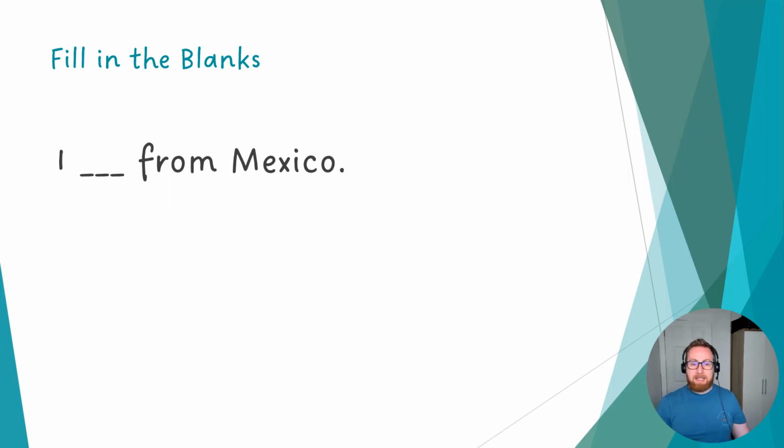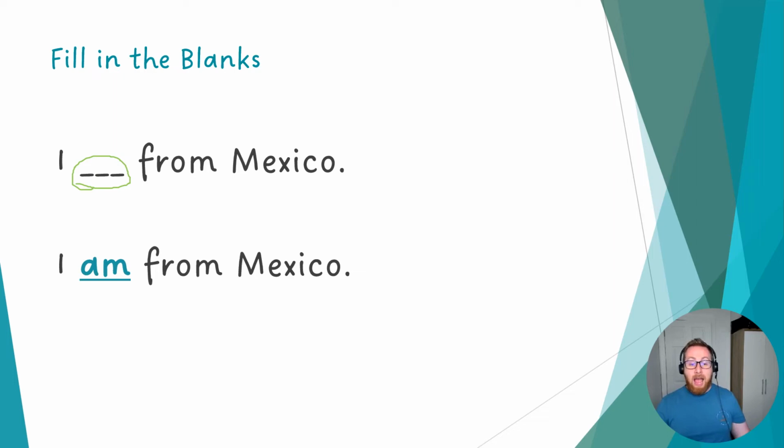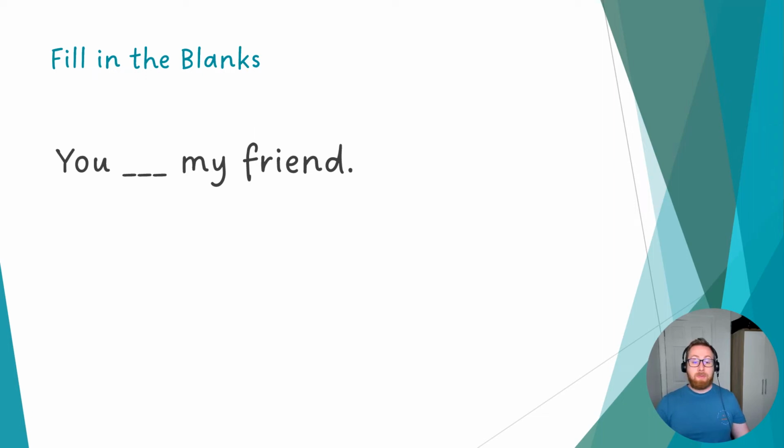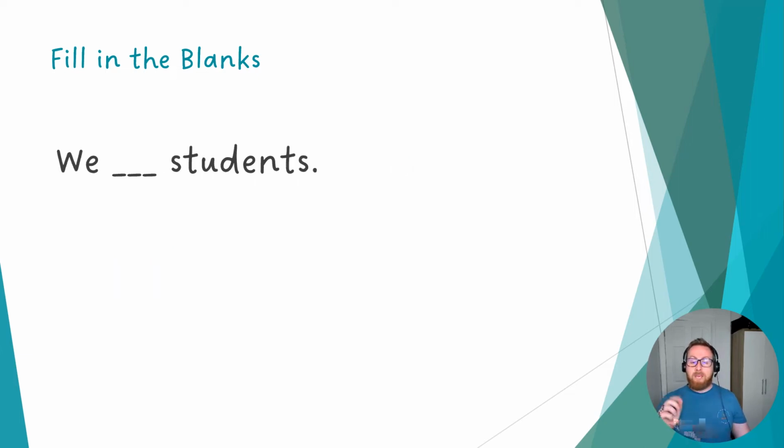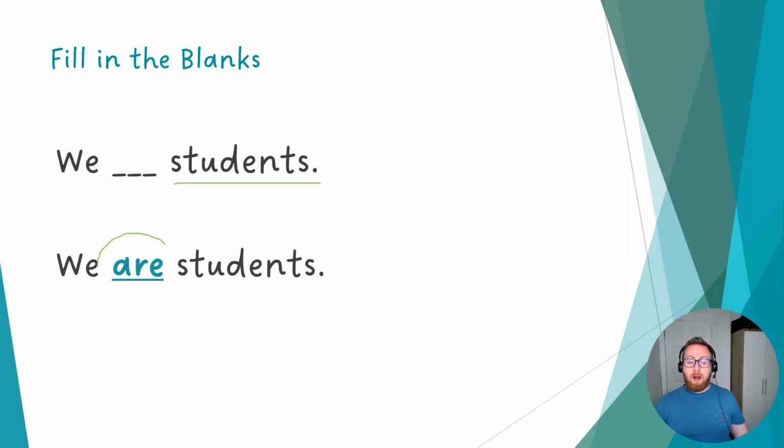Let's fill in the blanks. I want a positive sentence. I'm from Mexico. What goes here? I am from Mexico. You, my friend, we want it to be positive. You are my friend. Let's try we. What are we? We're learning. We students. We are students.